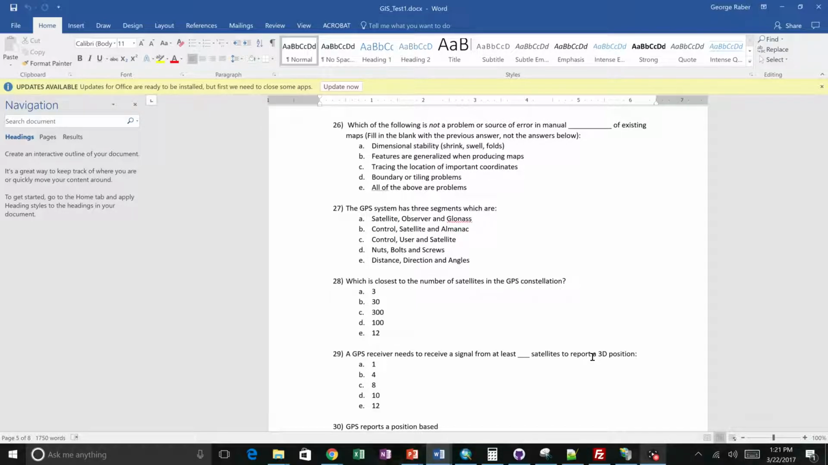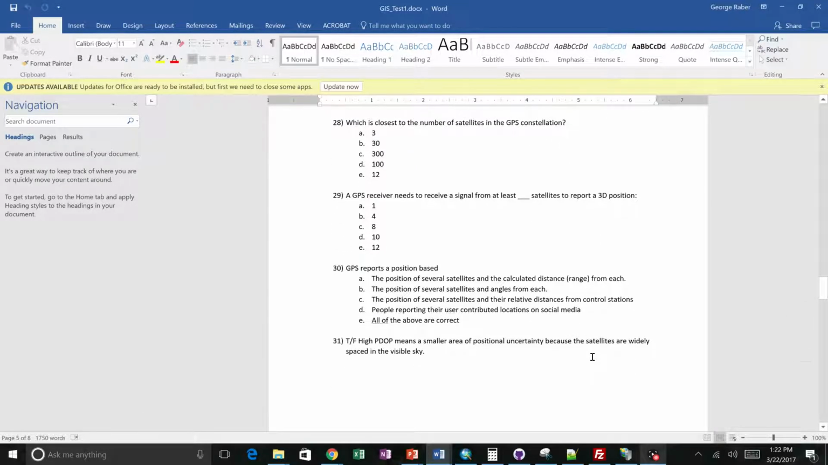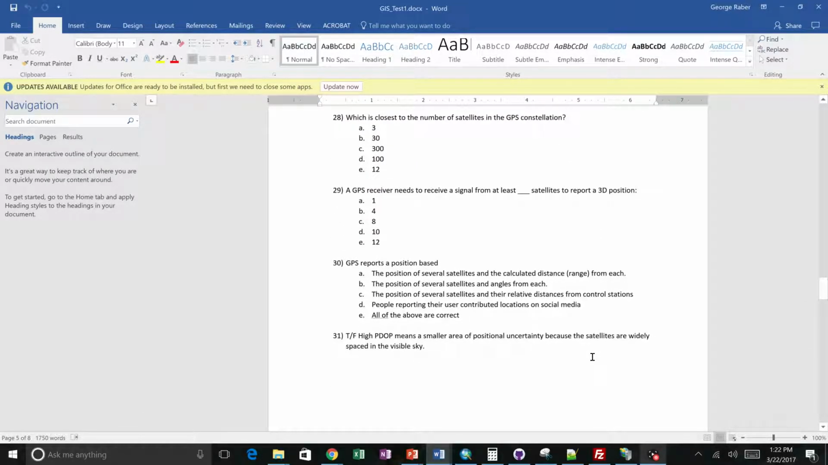And then C was tracing the location of important coordinates. Number 27, GPS systems. The GPS system has three segments, which are the control, the user, and the satellite, C. Which is the closest to the number of satellites in the GPS constellation? Although, like I said, even in the review session, there were some discrepancies, but it was closest to 30.